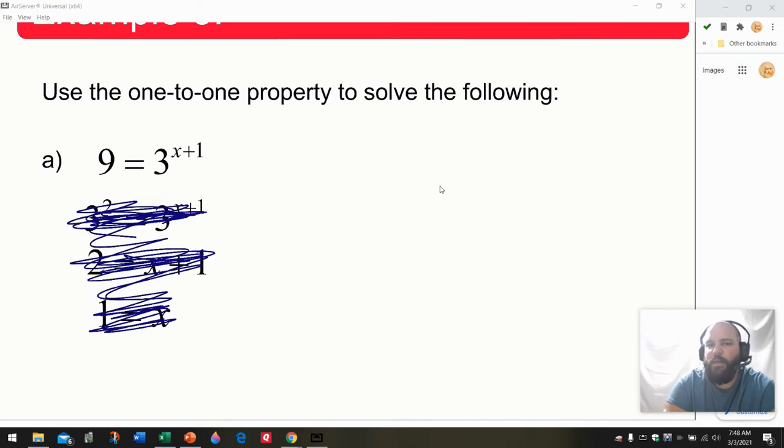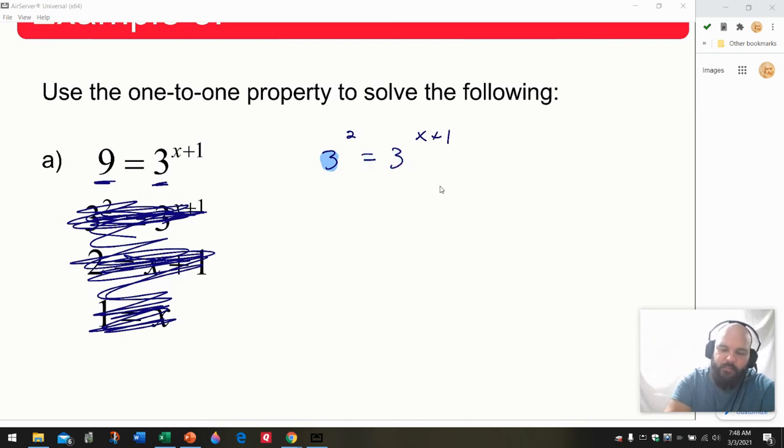Now, the way these work is they ask you to use the one-to-one property to solve. And so what you need to do is rewrite the bases so they are the same. What you see here is we have this base, which is a 3, and this eventually is going to be a base of an exponent. It's a 9. We need to rewrite that 9 so it's the same as the 3. So what we do is we rewrite 9 as 3 to the second, and then that equals 3 to the x plus 1.